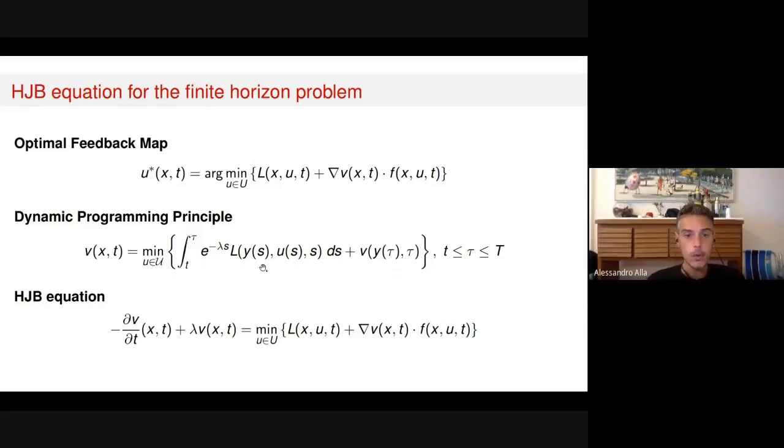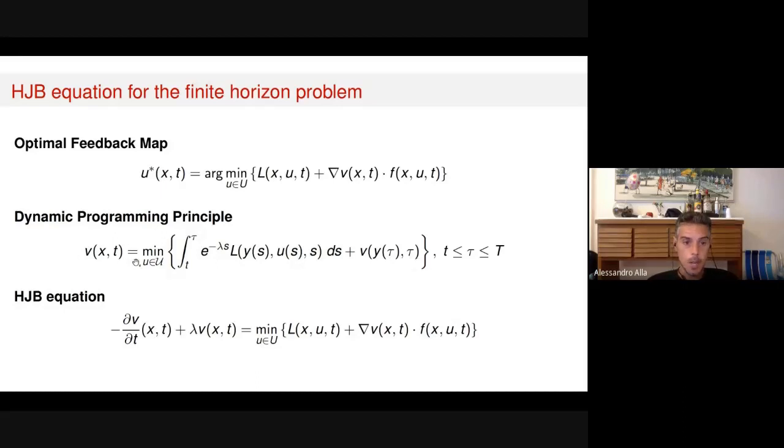And essentially, what does the dynamic programming principle tell you? Basically, we let the system run up to time tau with a given control. We then correct with the best we can do, because actually this is the value function. So the value function is the best we can do at the position y of time tau. And then we minimize with respect to all the possible controls. So this is the way to characterize the value function. Actually, that was taught in a discrete setting.